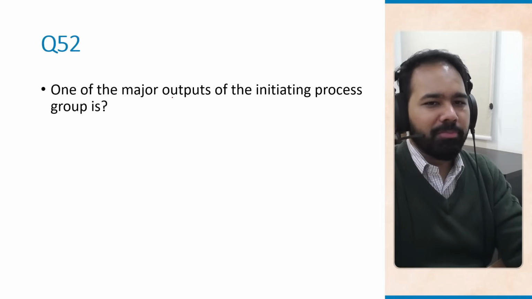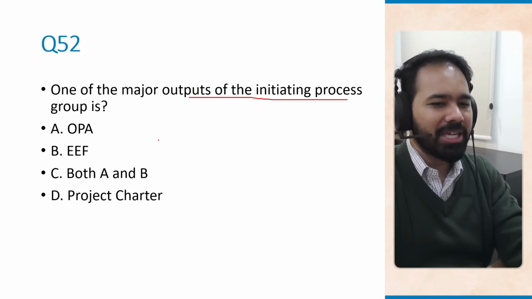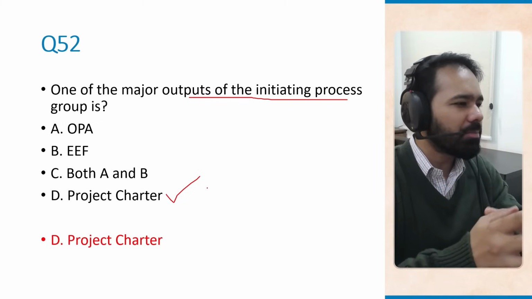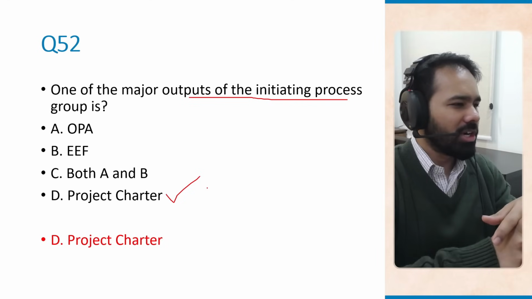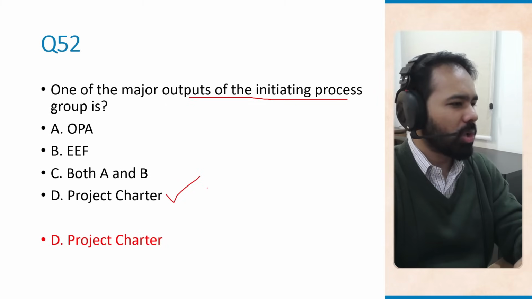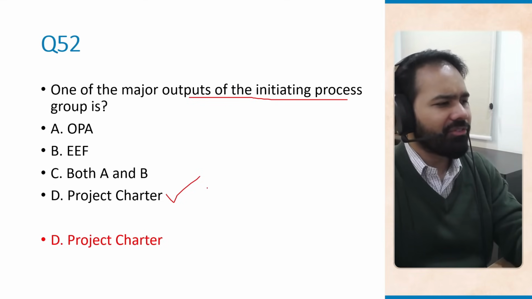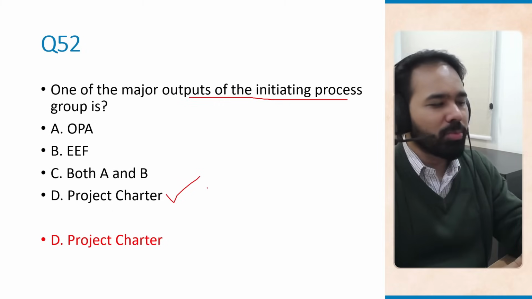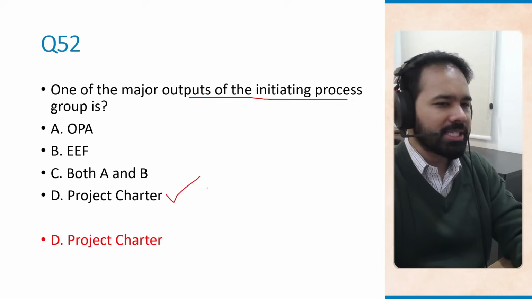Question number 52. One of the major outputs of the initiating process group is OPA, EEF, both A and B, project charter. The correct answer here is project charter without a doubt, because the initiating process group has the primary process of developing the project charter, which is one of the most, if not the most important document for any project out there. OPA, which is organizational process assets, and EEF, which is enterprise environmental factors, are inputs, not outputs for this process group, right? So initiating output is the project charter.